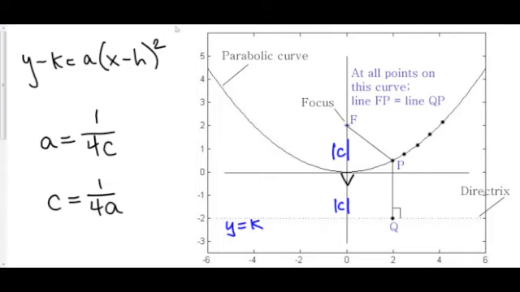Now, when we look at the focus and directrix, it's easiest to look at them in terms of vertex form. So here we have vertex form, y minus k equals a times x minus h squared. One thing to memorize is that a is equal to 1 over 4c, where c is the distance from the vertex to the focus and from the vertex to the directrix. So if you know the vertex and you know c, you can graph this and find the focus as well as the directrix. Likewise, if you know c and the directrix or the focus, you can find the other things pretty easily. So, let's do an example.